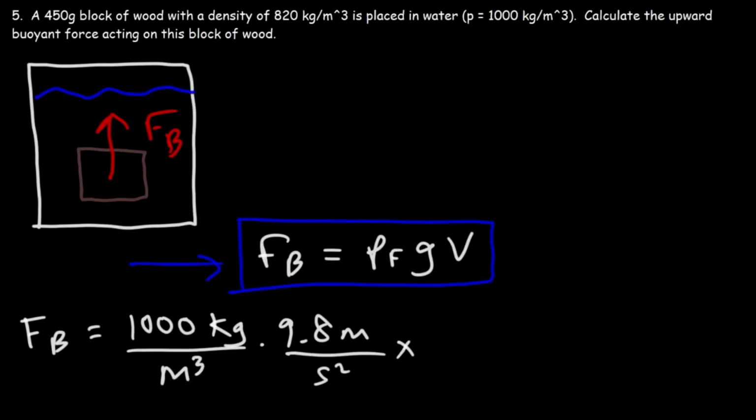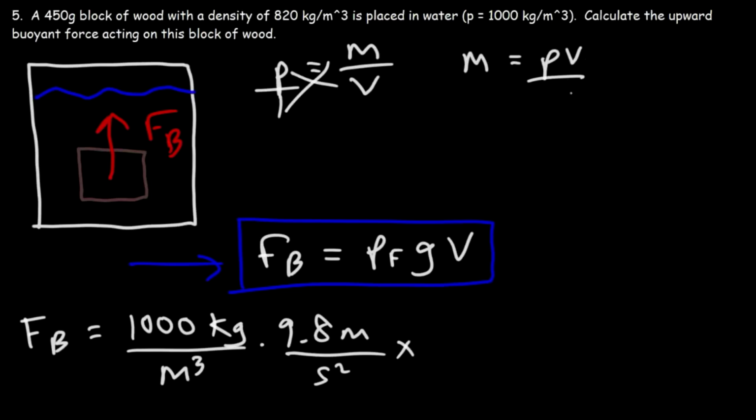Now we need to calculate the volume of the block of wood. We said that density is mass over volume. How do we calculate volume? Well, let's put this over 1 and cross multiply. So here we have 1 times m, which is m, and that's equal to rho times V. Dividing both sides by rho, that's the Greek symbol for density, we see that the volume is going to be mass over density.